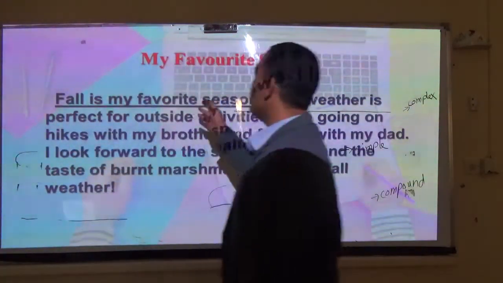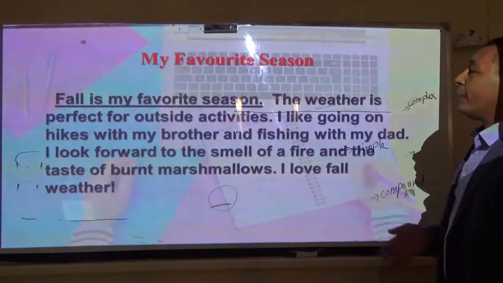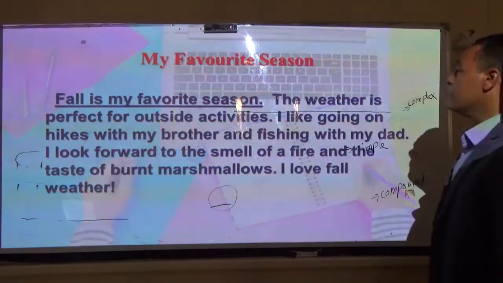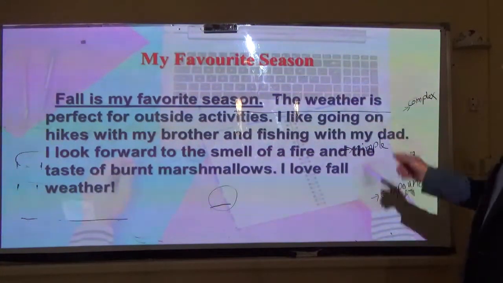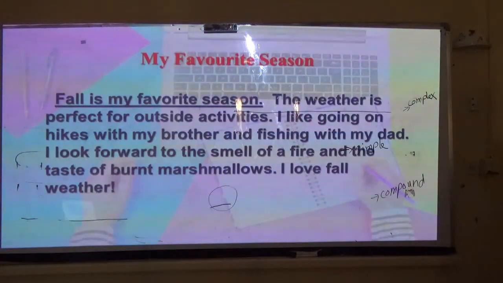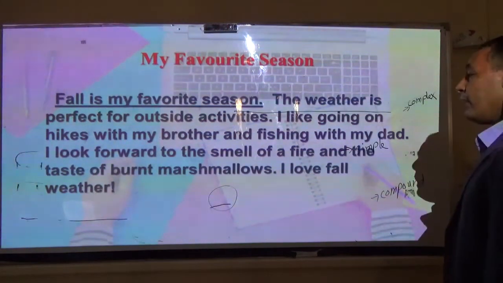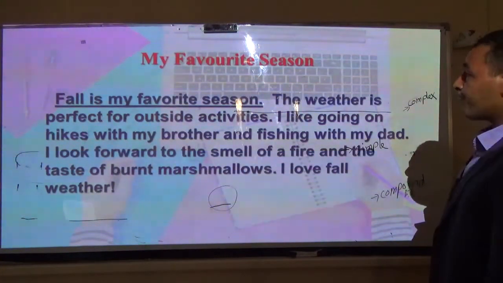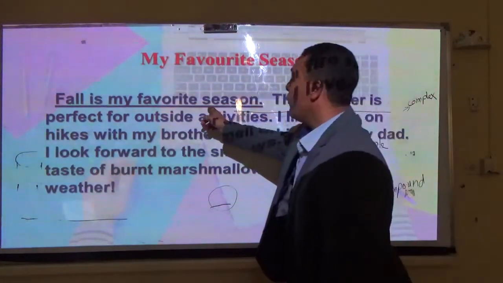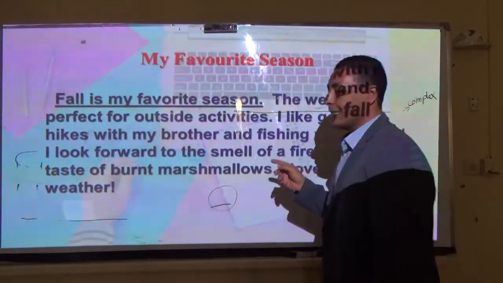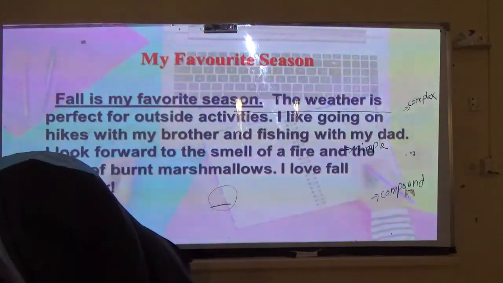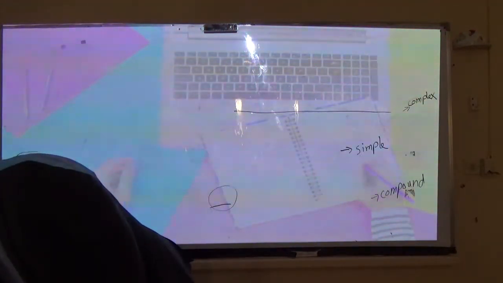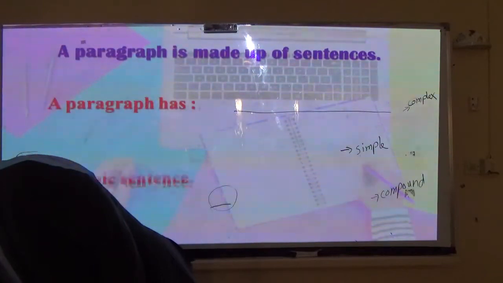We come back to my favorite season. This is the paragraph. Fall is my favorite season. The weather is perfect for outside activities. I like going on hikes with my brother and fishing with my dad. I look forward to the smell of a fire and the taste of burnt marshmallows. I love fall weather. The first one, fall is my favorite season, this is the topic sentence.